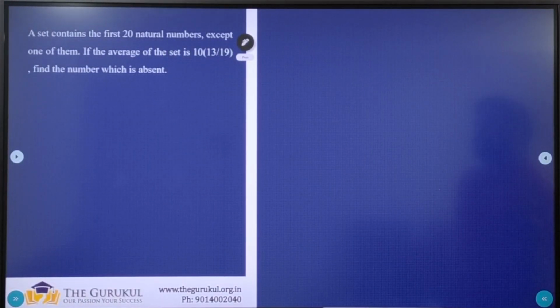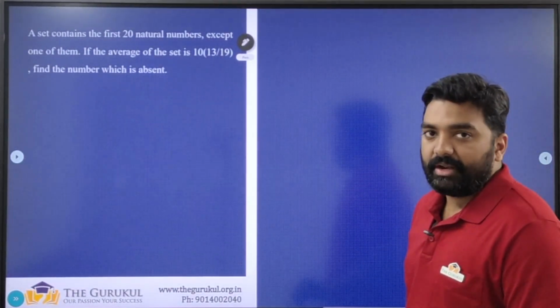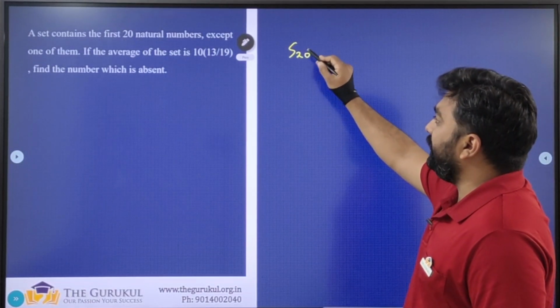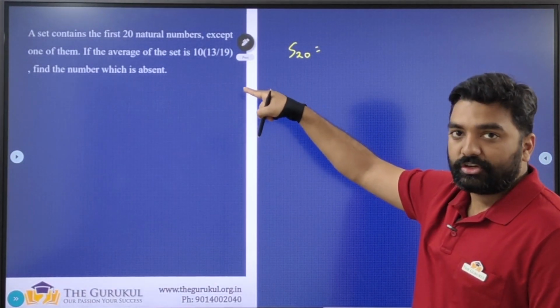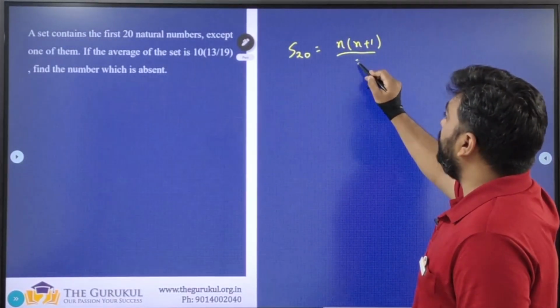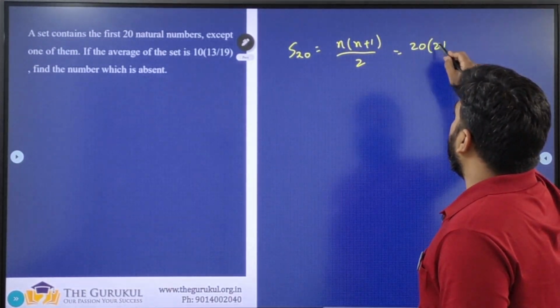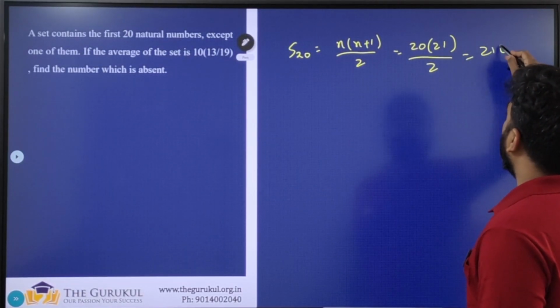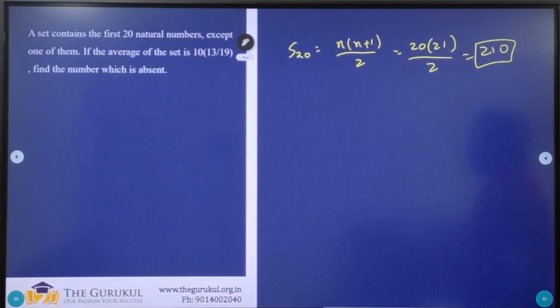Clear? Next one. A set of 20 natural numbers except one of them. If the average of the set is 10 13/19, find the number which was absent. First of all, if no number is removed, can I say sum of 20 numbers, first 20 natural numbers, which means 1 to 20, sum equals n into n plus 1 by 2? That is 20 into 21 by 2, which is 210. That is the sum of all the 20 numbers.